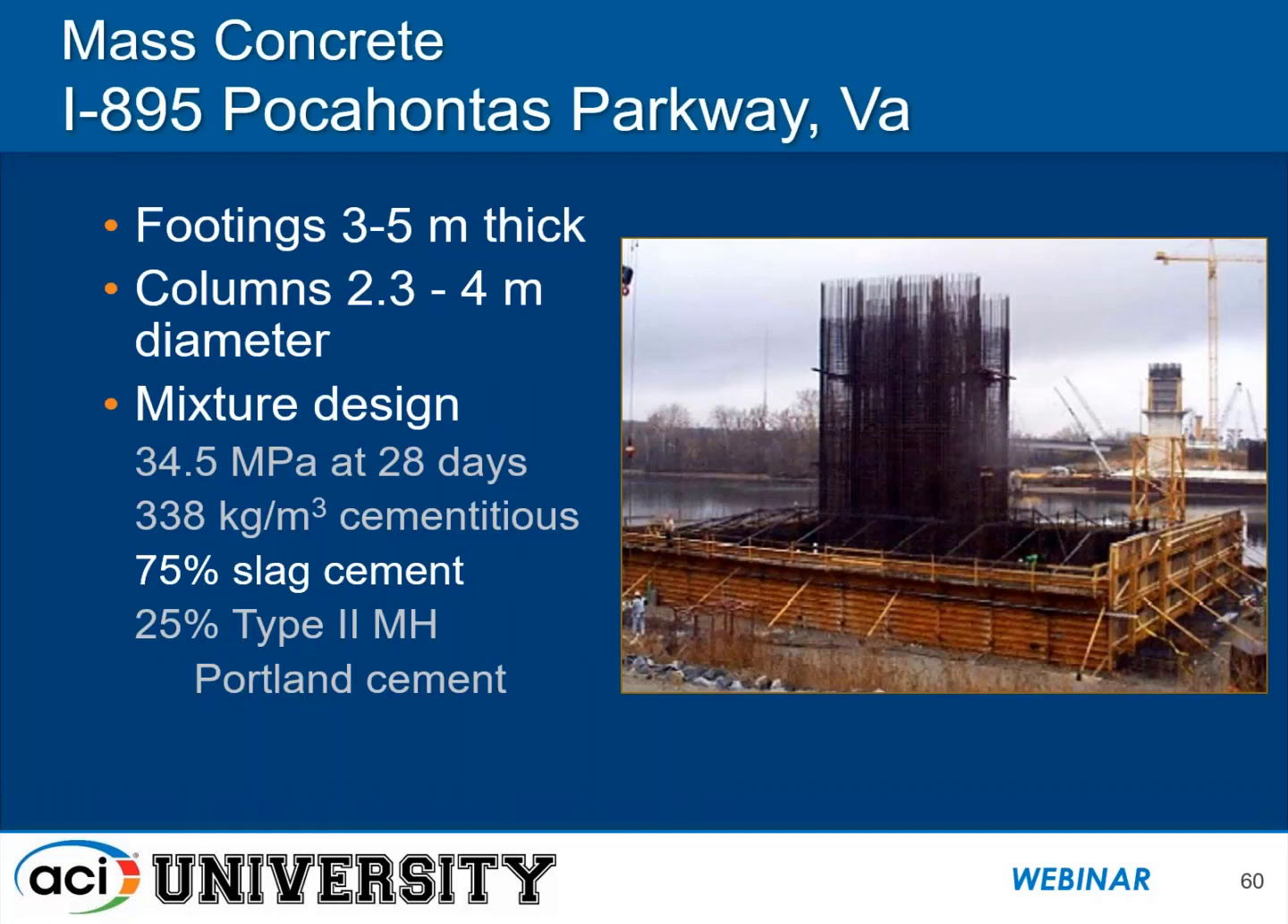There's some data from Virginia on the I-895. Again, massive footings and columns. I'm sorry, this is only in metric. But again, 35 MPa is about 4,500, 55,000 psi. 75% slag and a moderate heat cement.